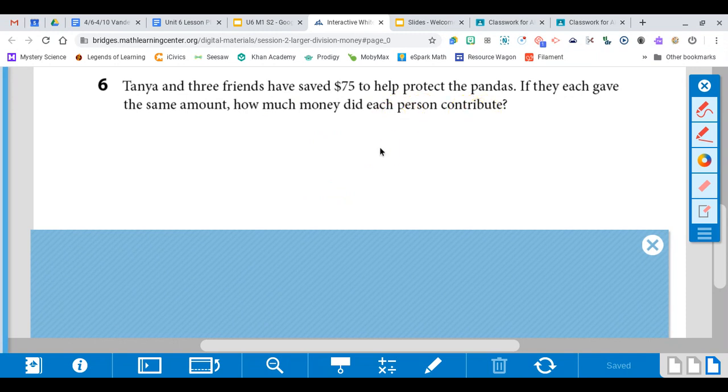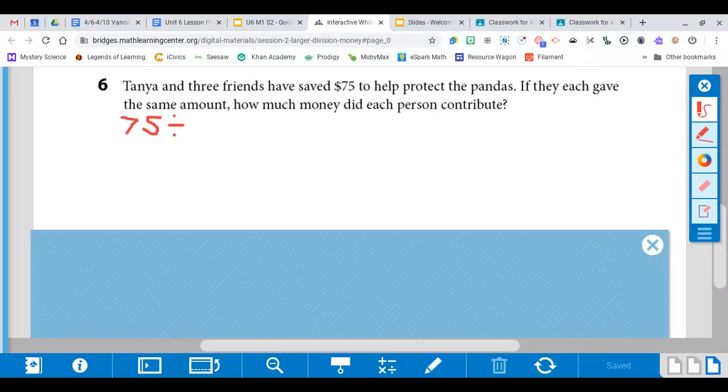Okay, second thing I'm going to do is figure out, do I know the total amount, or am I trying to find the total amount? And in this case, again, I know the total amount is $75. So I'm going to start with the total, 75, and then I need to figure out how many equal groups. If I know the total, I know I'm dividing. If I'm trying to find the total, I'm going to multiply, but in this case, I know the total, so I'm going to divide.